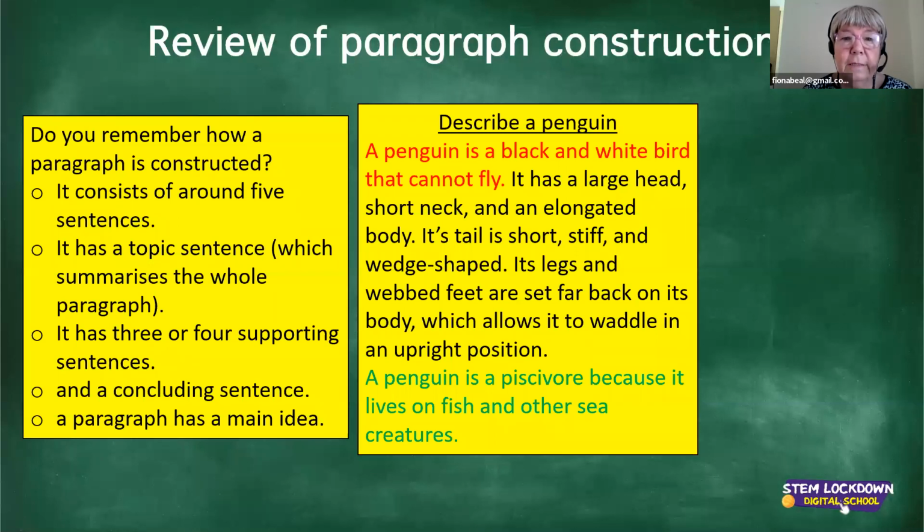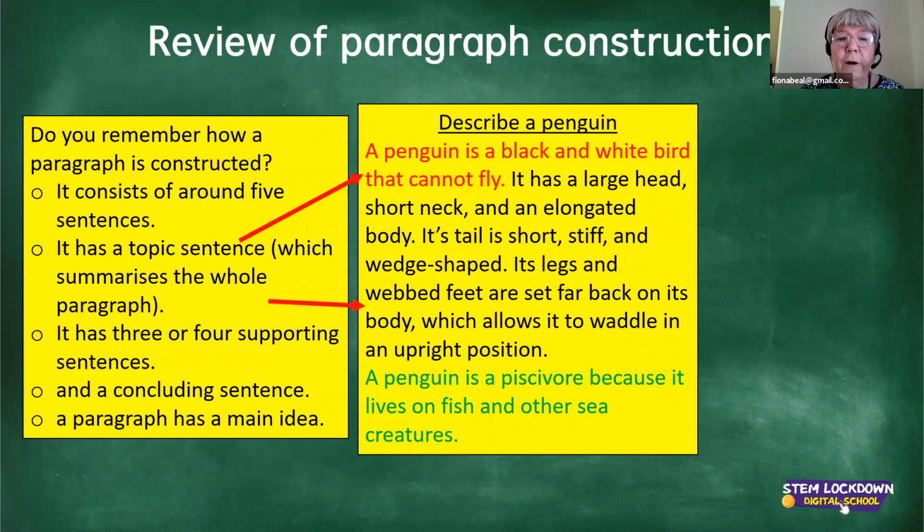Well, the topic sentence is the writing in red. A penguin is a black and white bird that cannot fly. And then all the other sentences are related to that statement. It summarizes the whole paragraph.